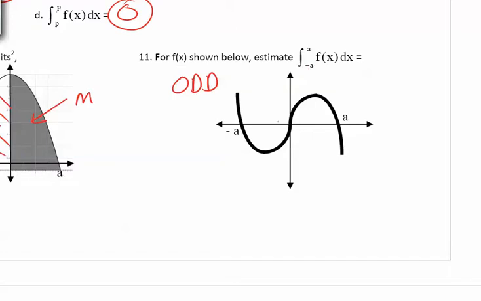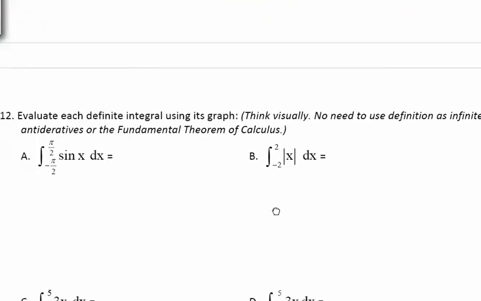So we're going from negative a to positive a. Well, this area, whatever it is, we'll call it n. And this area would be negative n. So we would cancel out those areas to get 0.